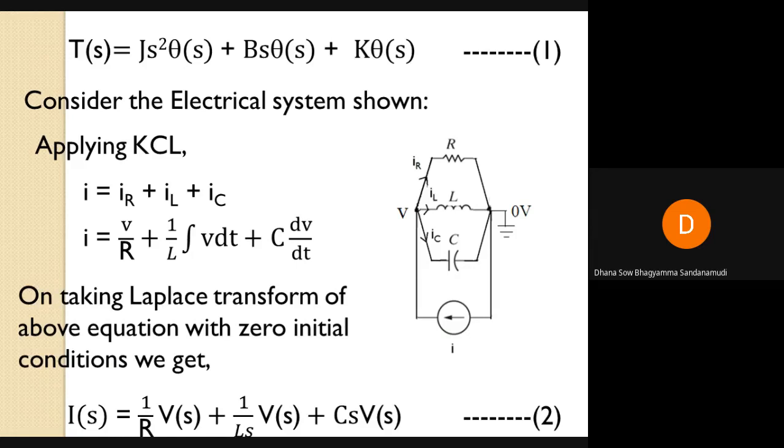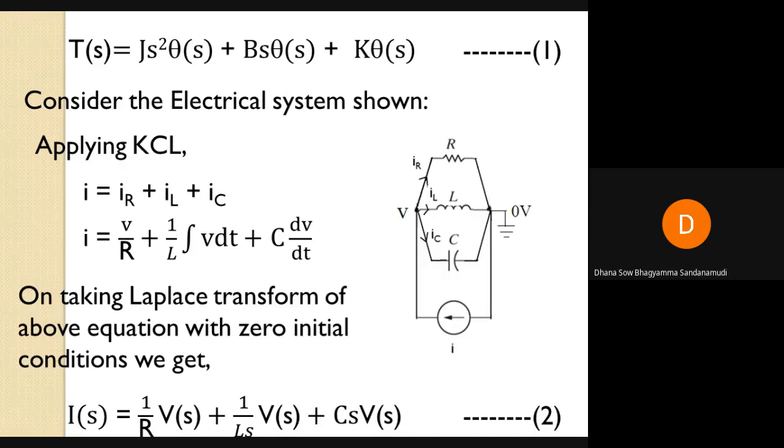Since I have to apply Kirchhoff's current law, I will consider all the elements connected in parallel here. Source is I, node voltage is V. This is the reference voltage. Current in each element is IR, IL, and IC. So I is equal to IR plus IL plus IC.